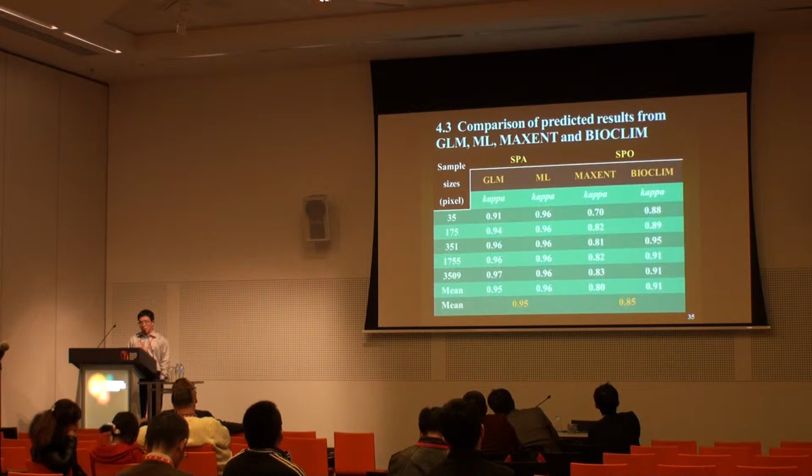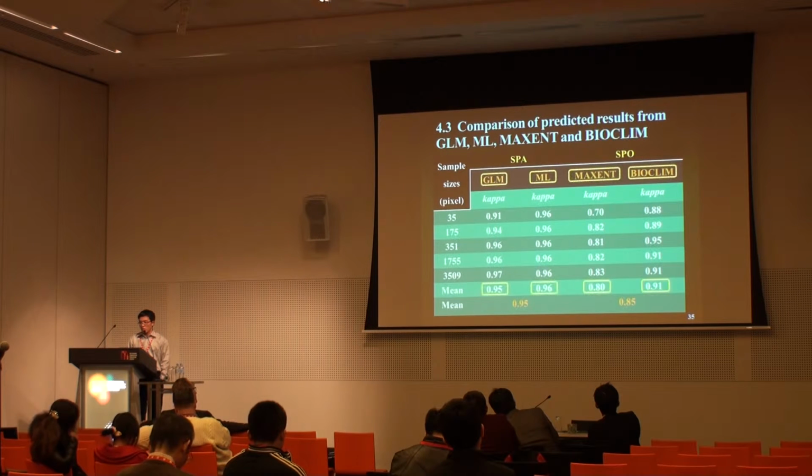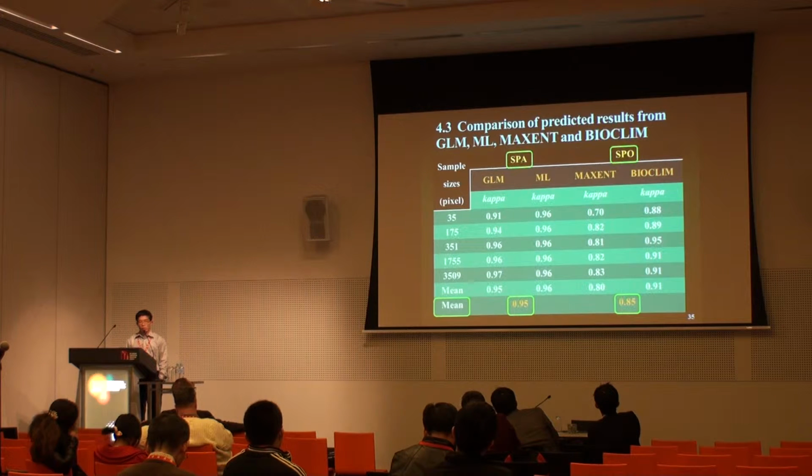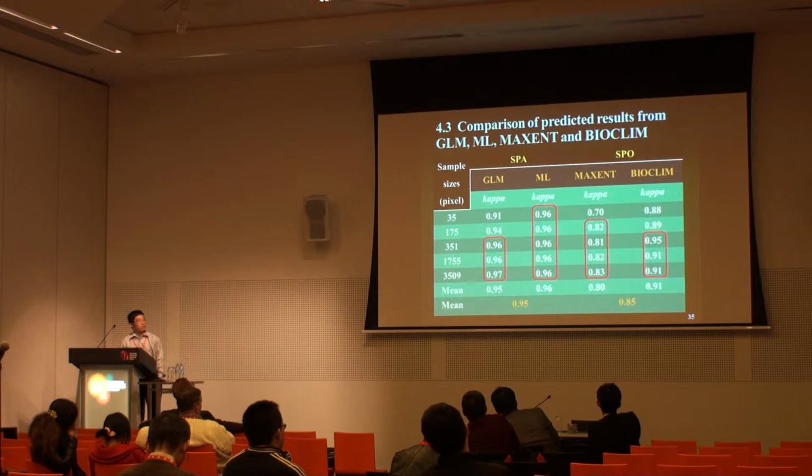And we compare the 5 sample sizes. We can see in the models that ML is better than GLM and Bioclim and Maxent. And we compare SPA and SPO. We found that SPA is better than SPO in our study. And finally, we can see that the 4 models cannot improve significantly until they reach the sample size of 351. So we use 351 and elevation and slope to produce our potential habitat map.